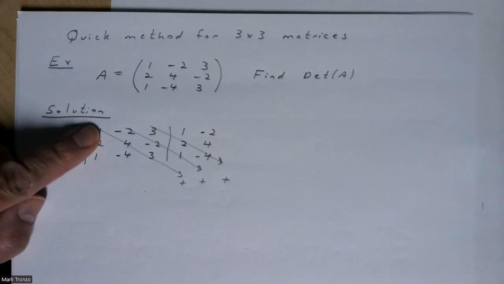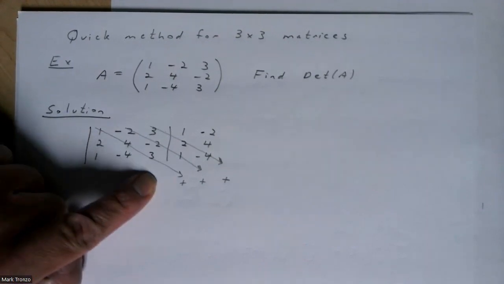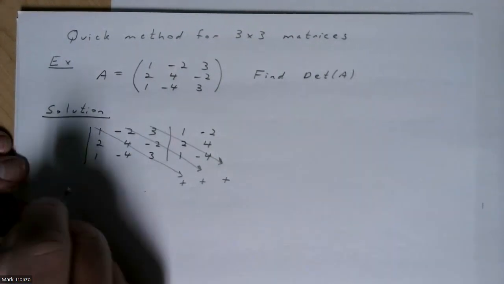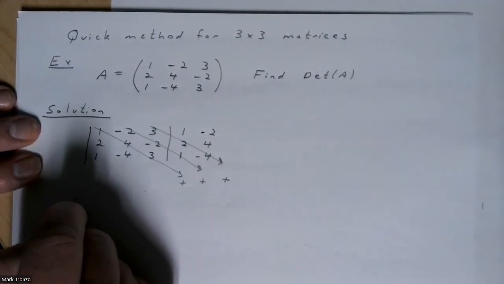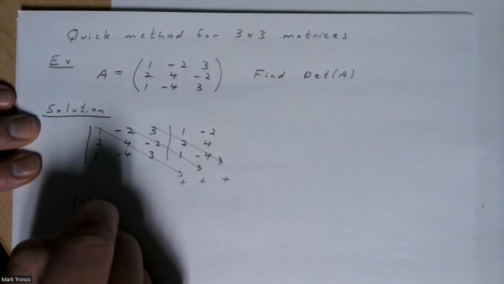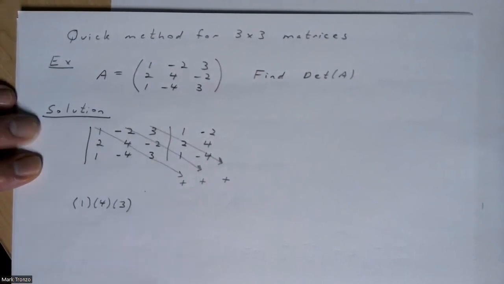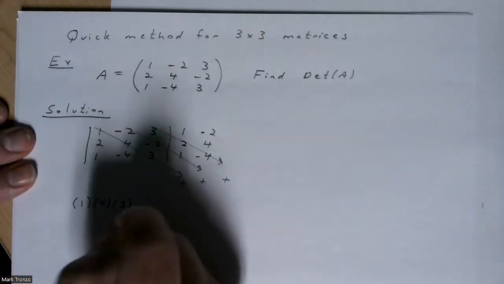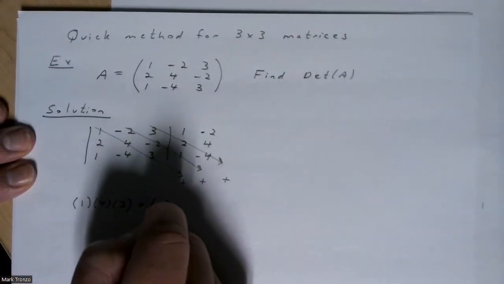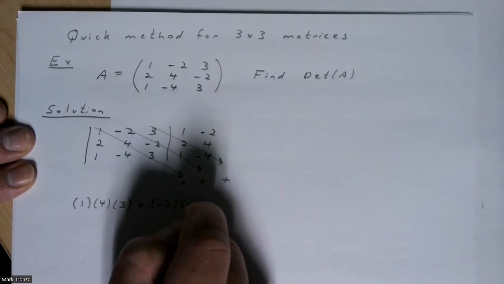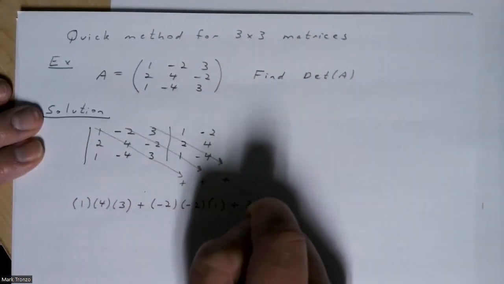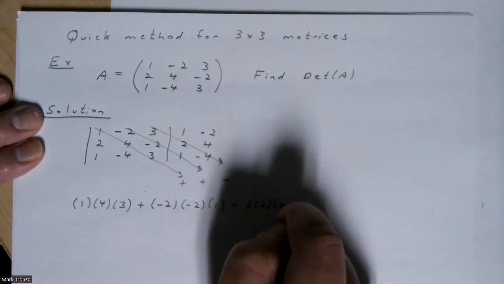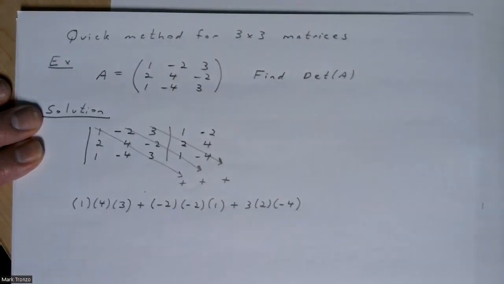And what we're going to do, we're going to multiply these numbers right along. So we're going to have 1 times 4 times 3. Then go to the next one here. Minus 2, minus 2, 1, 3, 2, minus 4. Like this.